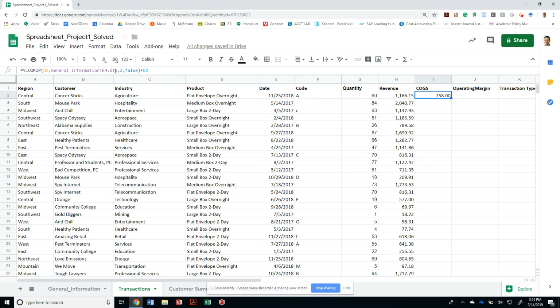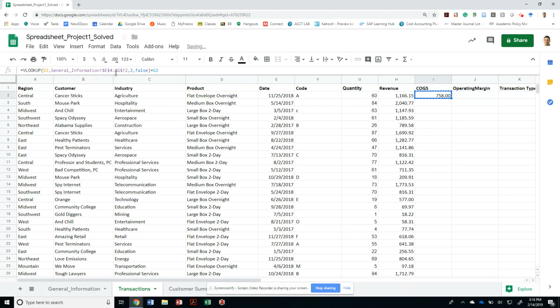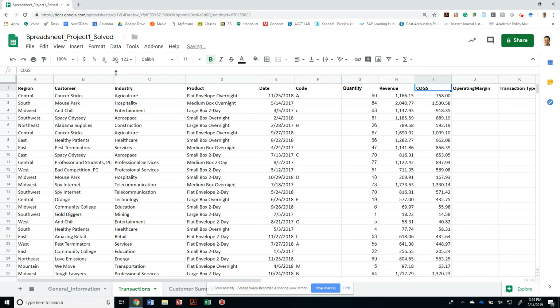If I want to copy this down, I will make sure that I anchor my range that I'm looking for. And once I do that, I can copy this down, and then we are all set for the cost of goods sold for the entire set of transactions. Now, just remember that this is not fully rounded, and so if you try to use this with a calculator, it might not work perfectly.